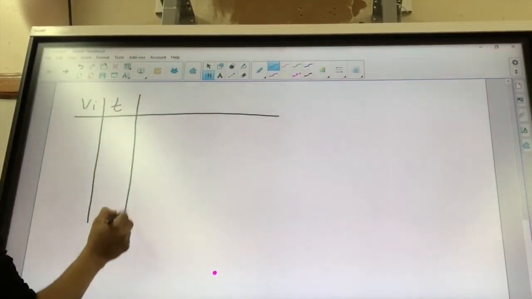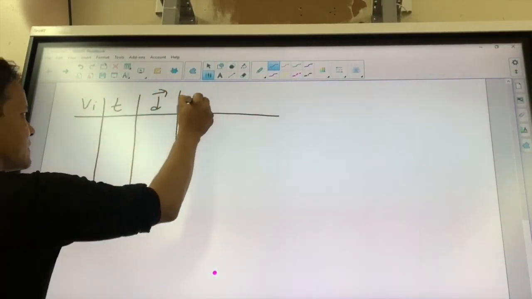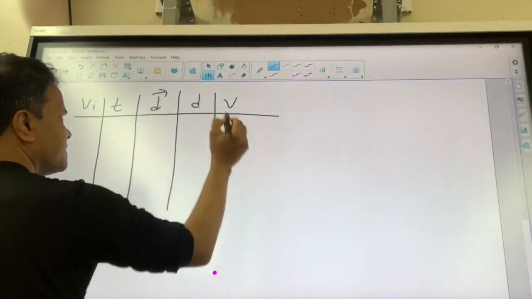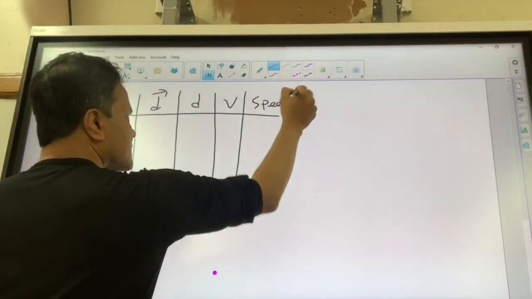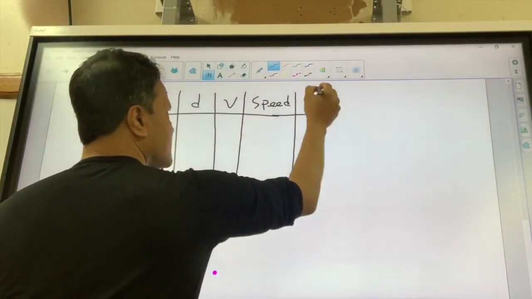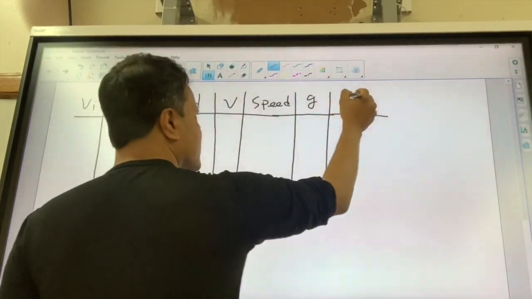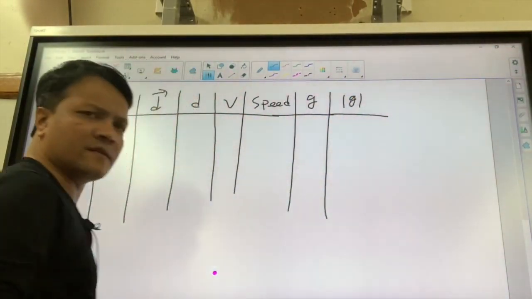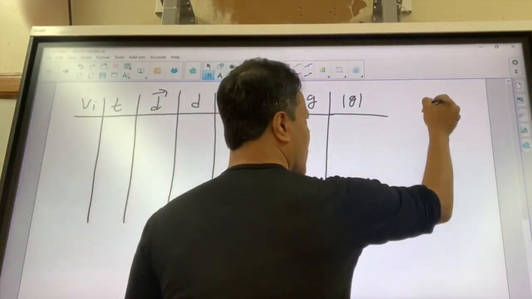Time, displacement, distance, velocity, speed, acceleration, and acceleration, magnitude of acceleration.